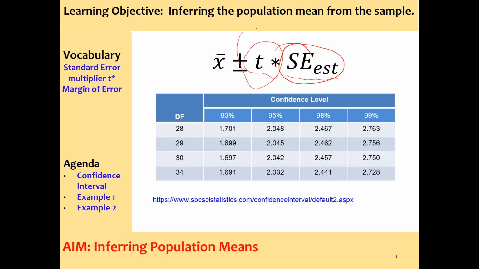And how you identify this t multiplier is there's a table, and you look at your sample size, and you minus 1 from it. So if I had a sample size of 30, I would actually look at 29. And then for whatever confidence level I want to use, I would use this number, right? We are going to use a calculator, so it's not something we're going to focus too much on.